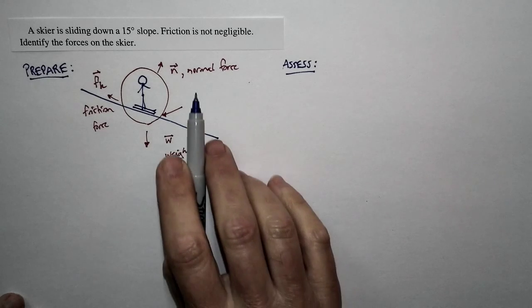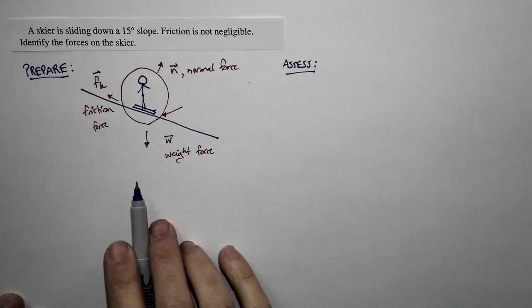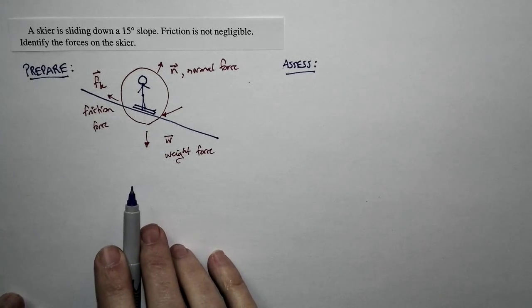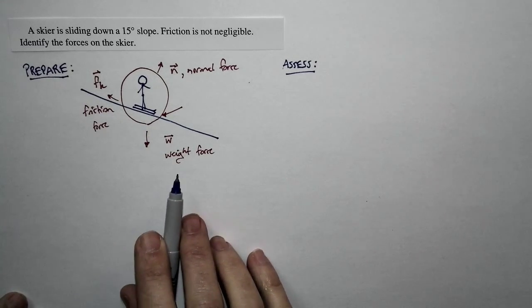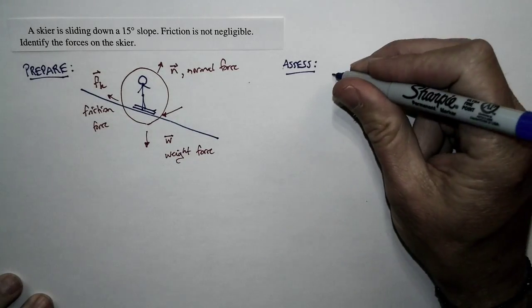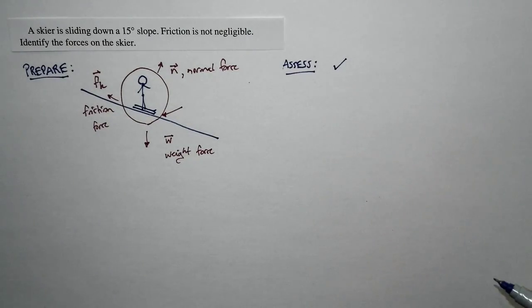And in fact, this makes sense. The normal force keeps the person from falling into the slope. The friction force keeps them from speeding up indefinitely, and the weight force is the thing that pulls them down the slope. Physically, this makes sense and matches our expectation of the way the world works.